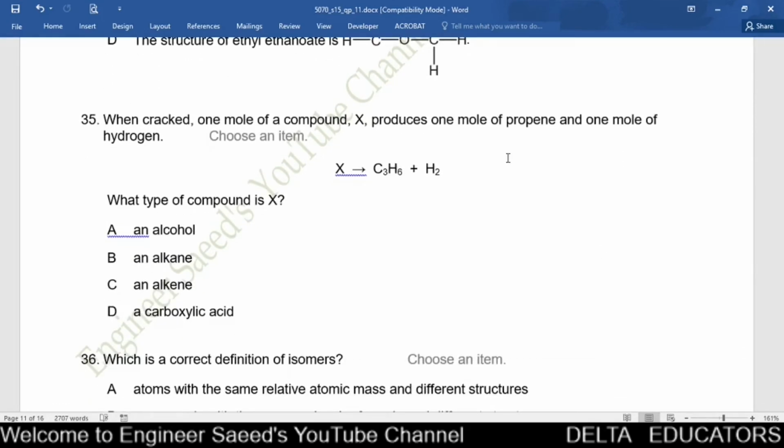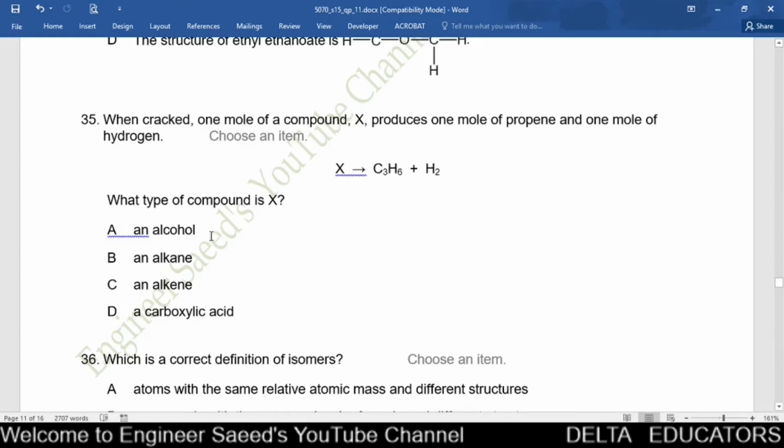Question number 35. When cracked, 1 mole of a compound X produces 1 mole of propene and 1 mole of hydrogen. What type of compound is X? Here it is given we get propene and hydrogen. Since here we have propene and hydrogen, so definitely this X should be propane. This X should belong to the alkane family.